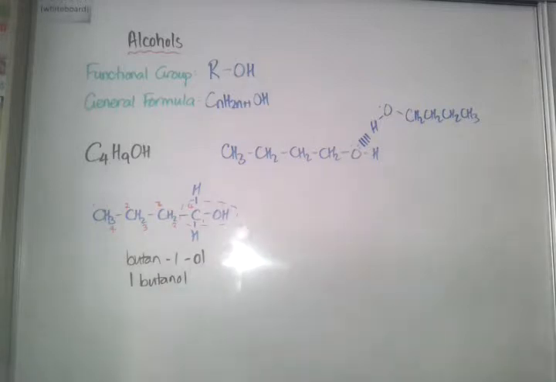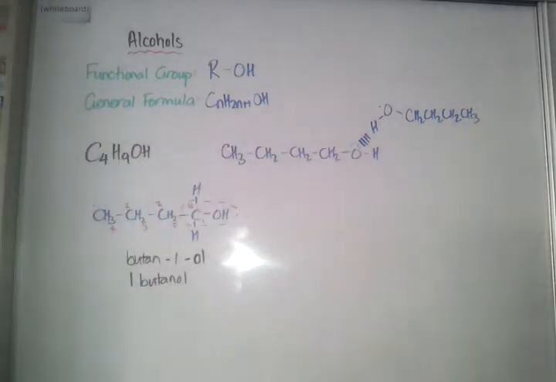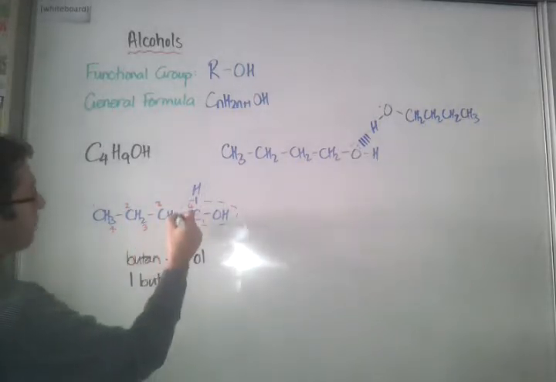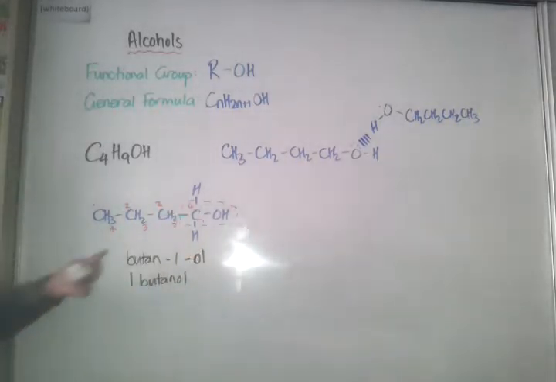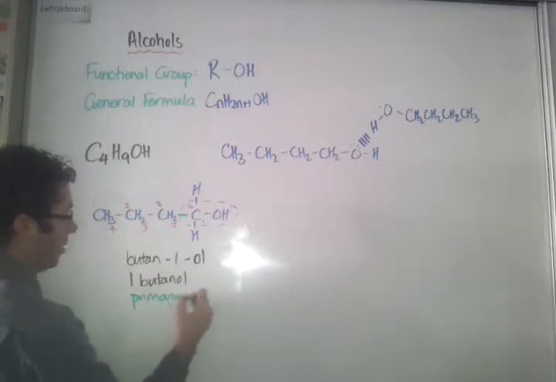We call this a primary alcohol. That's its classification. So if you're ever asked to classify alcohols, this means calling them primary, secondary or tertiary. As I go through some more structural isomers of butanol, I'll show you what that means. This is called a primary alcohol because the carbon that I've circled is only bound to one other carbon. So it's what we call a primary alcohol.